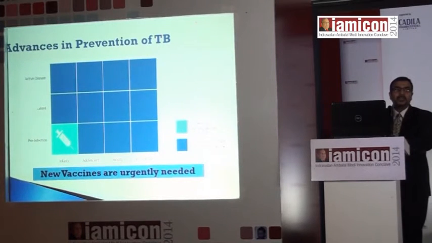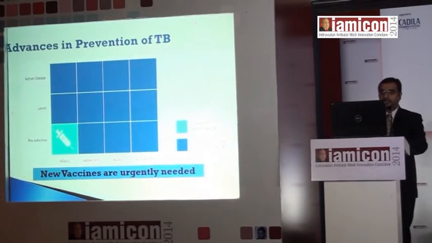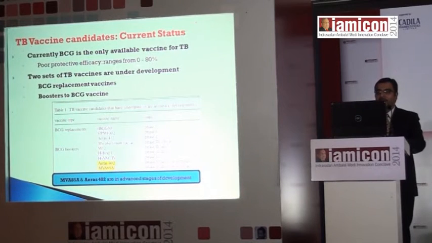So now, advancement in the prevention of tuberculosis. For prevention we have the BCG vaccine, but this vaccine acts only at a pre-infection level. There is no vaccine for latent or active disease. So various vaccines were introduced which can replace BCG or give a booster effect to BCG. But the main vaccines in the advanced stage of development are Aeras-402 and MVA85A, which can act as a BCG booster.